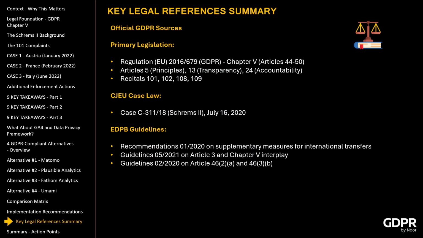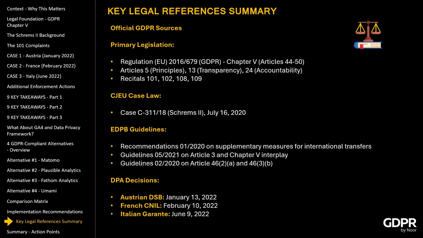Schrems II invalidated Privacy Shield and set the modern standard for data transfer assessment. EDPB guidelines: supplementary measures and transfer impact assessment. Guidelines on when GDPR applies to international transfers. Guidelines on adequacy decisions and binding corporate rules. Key enforcement decisions based in Austria, France, and Italy are all publicly available on EDPB websites and national DPA sites. This is the core legal foundation behind everything you have covered.